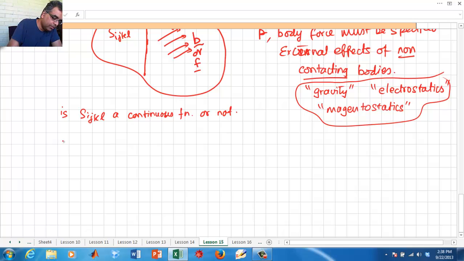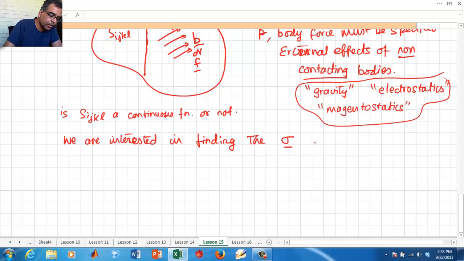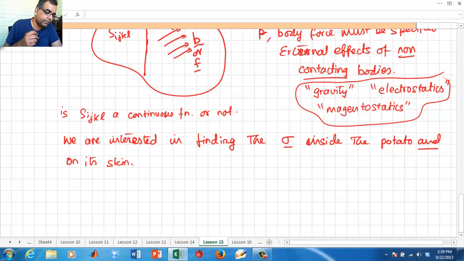And what do we want? We are interested in finding the stress on the inside of the potato and on its skin, as well as the displacement U. So we are interested in finding stresses and displacements inside the potato and on its skin.